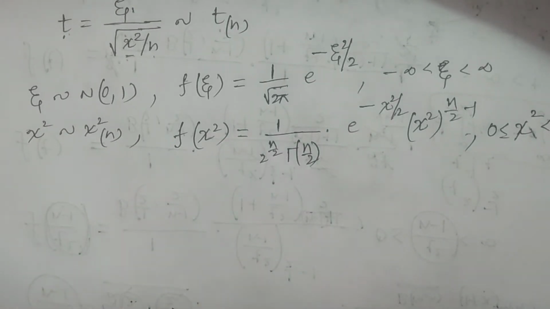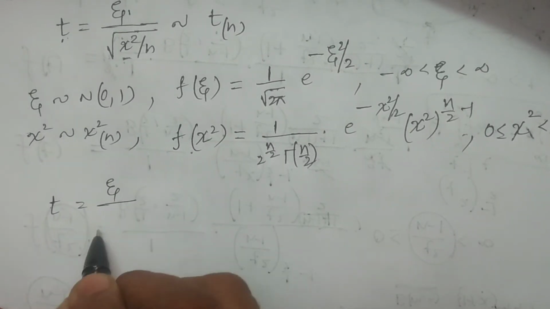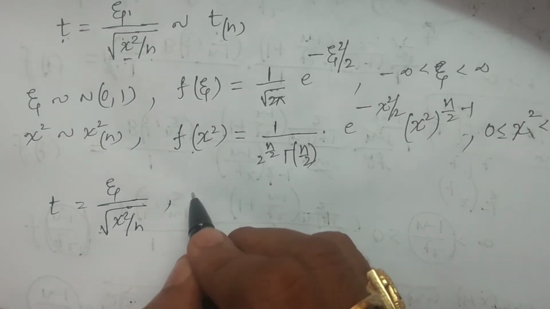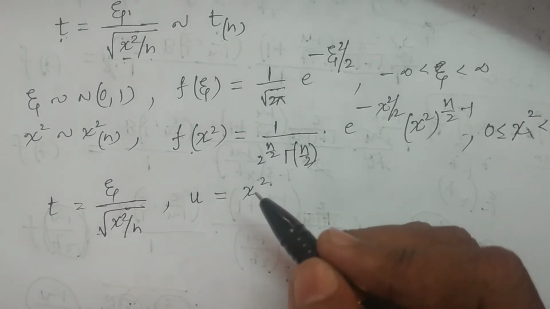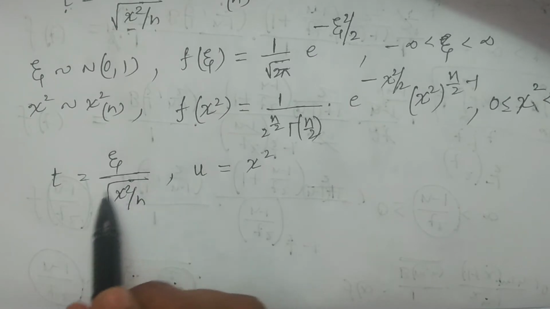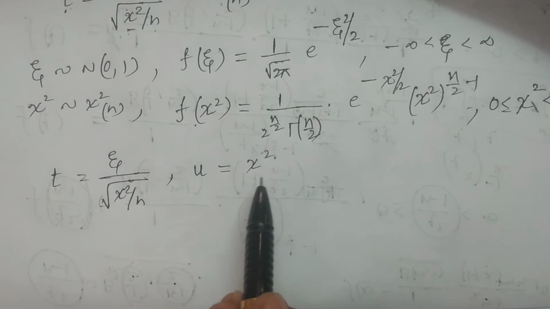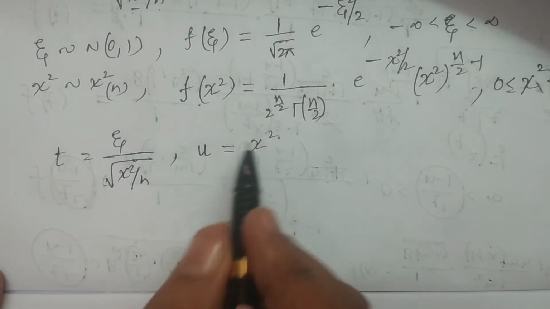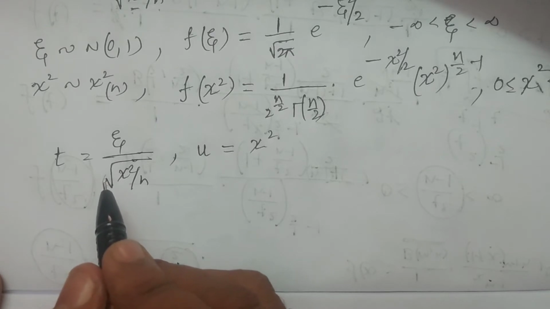What is that? You have to consider another variable. For example, t is equal to xi divided by the square root of chi square by n is one variable. Then you have to consider another variable, let it be u is equal to chi square. Usually you consider the variable in the denominator. You can consider chi square by n also. So u is equal to chi square I have considered, and now you calculate xi and chi square in terms of t and u. That is what you have to consider, transformations.